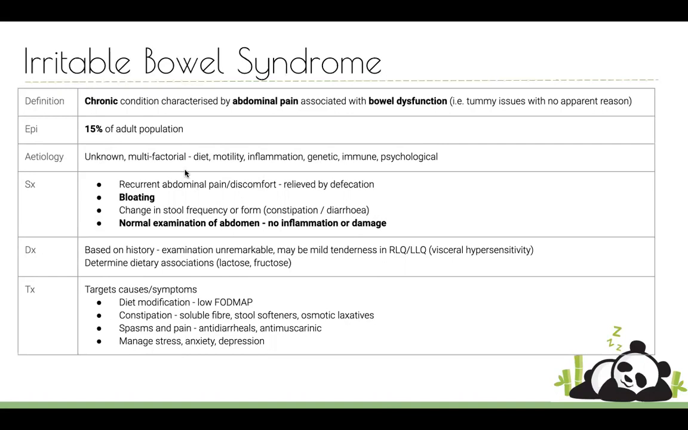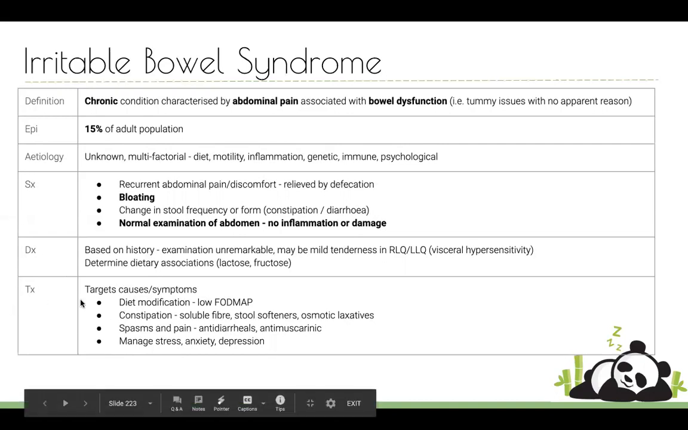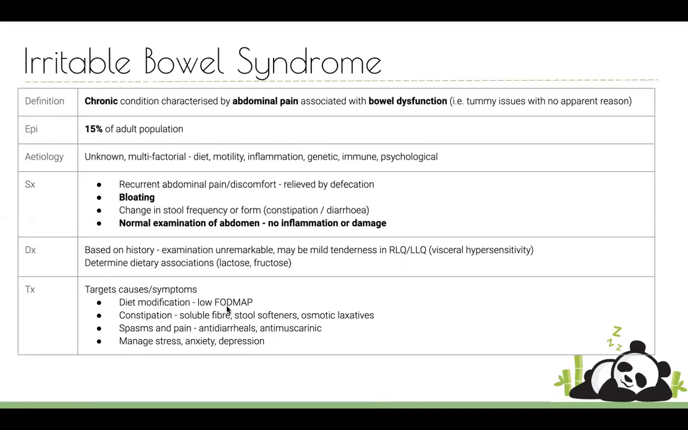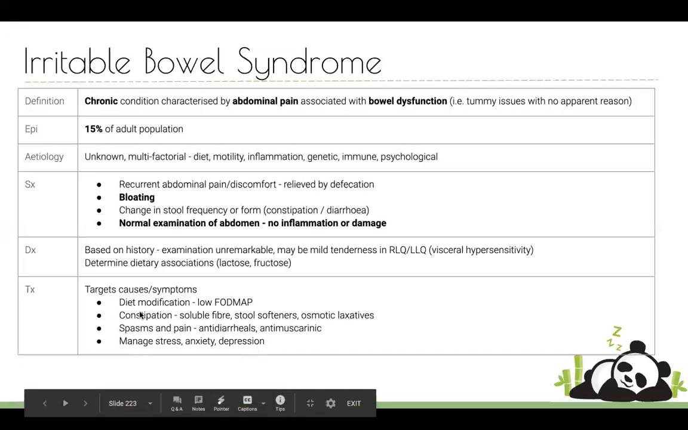It's probably multifactorial. And so you diagnose it based on history, determine any dietary associations, and then treat it by targeting the causes or the symptoms. So you can put them on something called a low FODMAP diet, which is essentially an elimination diet. They can start eating only a couple of foods which they know are usually pretty safe, and then start adding things back in one by one to see what they're sensitive to, and then treat the symptoms.